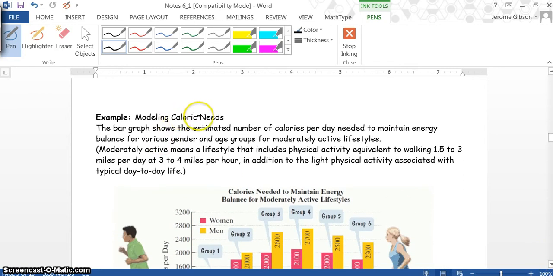Example, modeling caloric needs. The bar graph shows the estimated number of calories per day needed to maintain energy balance for various gender and age groups for moderately active lifestyles. Moderately active means a lifestyle that includes physical activity equivalent to walking 1.5 to 3 miles per day at 3 to 4 miles per hour, in addition to the light physical activity associated with typical day-to-day life.